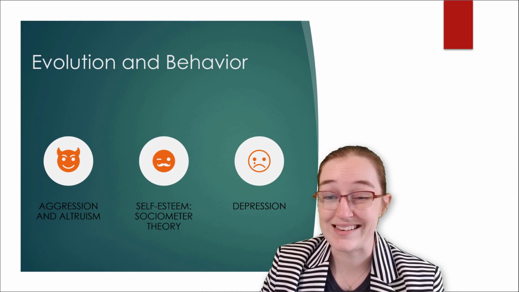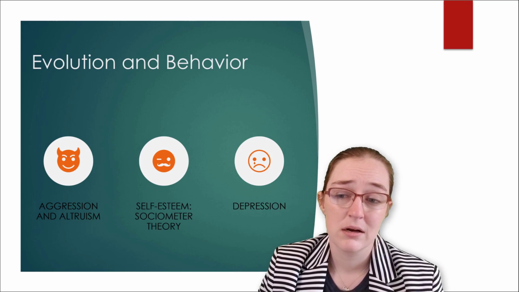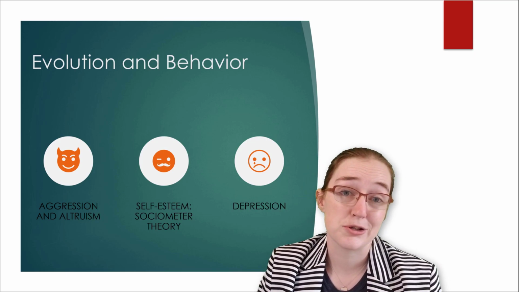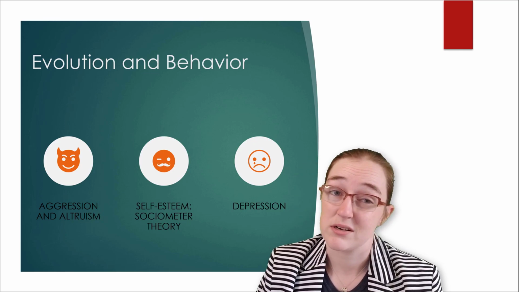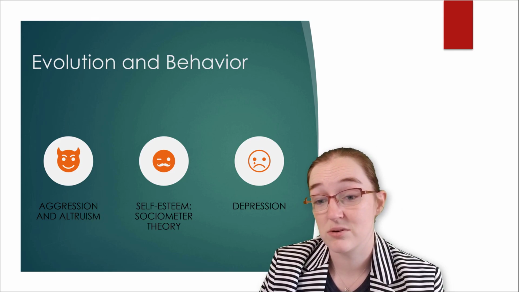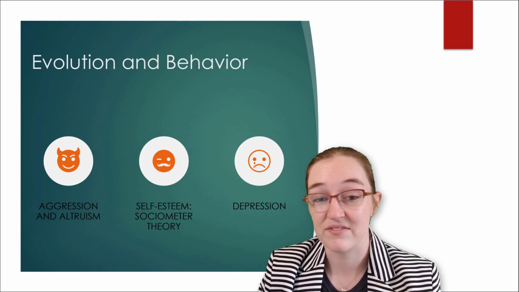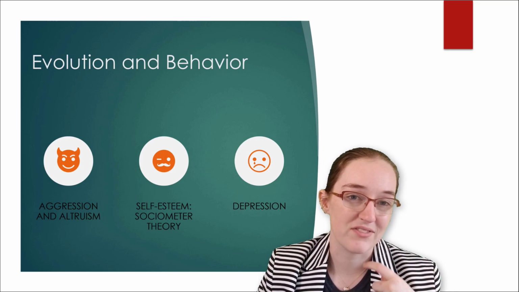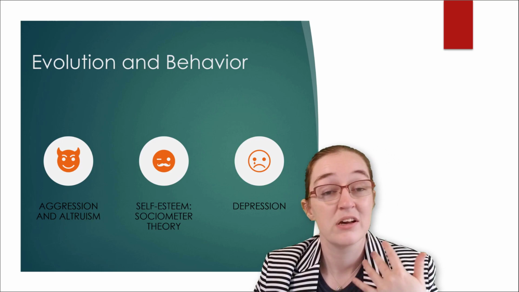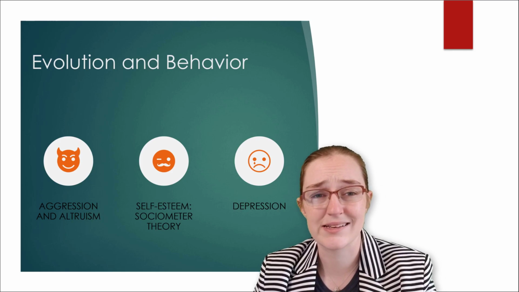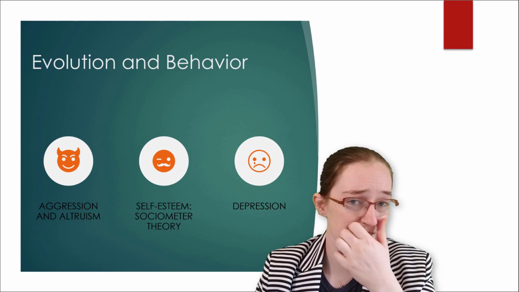Next is self-esteem and sociometer theory. I'm going to encourage you to check this one out on your own, because Funder explains it way better than I do. The idea is that self-esteem reflects the degree of acceptance by others. So it's a metric of your social standing. Low self-esteem is linked to lower social status, and higher self-esteem is linked with better social status. It's reflected.